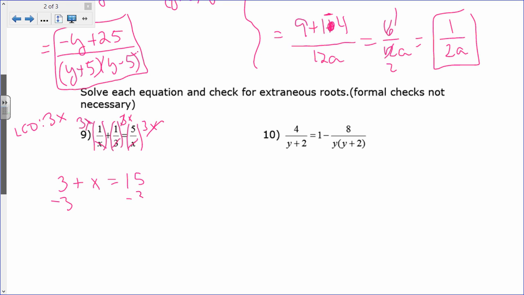So subtract 3 from both sides, x equals 12. I'm looking to see, will 12 make one of those denominators 0? And the answer is no. Therefore, I'm done.